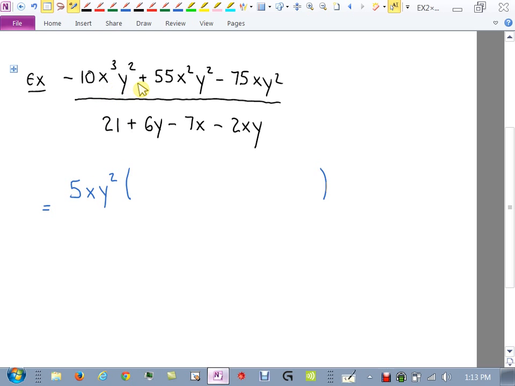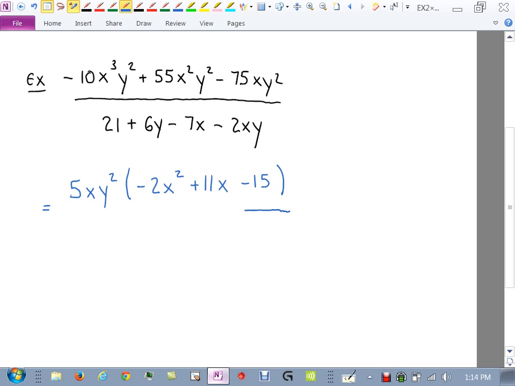So what do we need? Negative 2x squared. Okay. How do we get a 5 out of 5? 1. So positive 1. X is the only thing missing there. How do we get a negative 75 from 5? What do we have? 15. So negative 15. And anything else? We already have the x. We already have the y squared. So that's it, right?